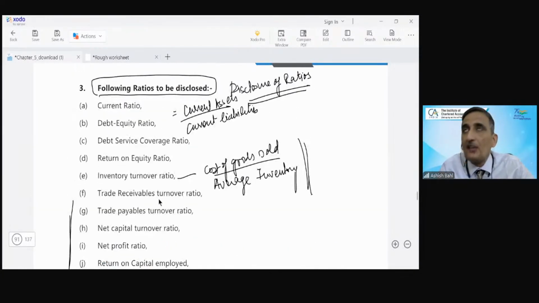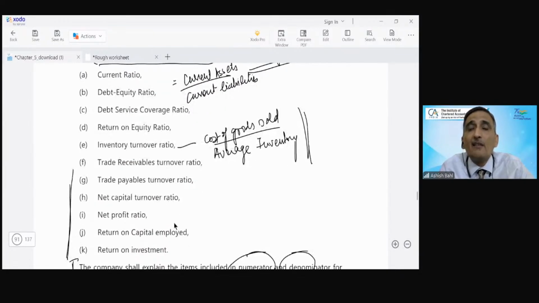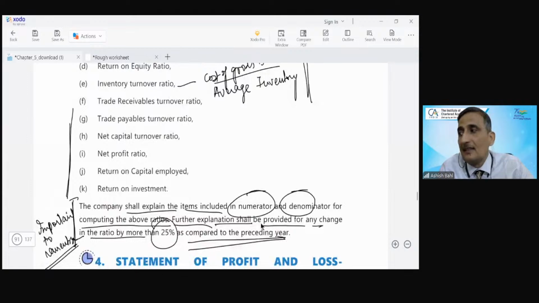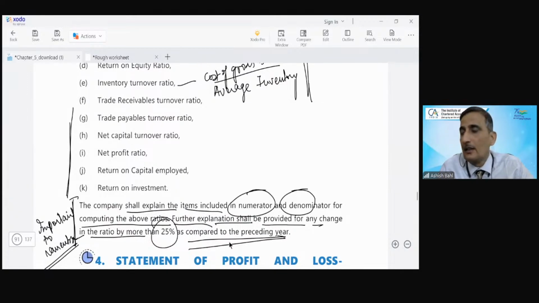So the names of ratio you have to remember, and MCQ can come. Like some ratio is given which is not part of this list. And this requirement you have to learn. Clear, students?